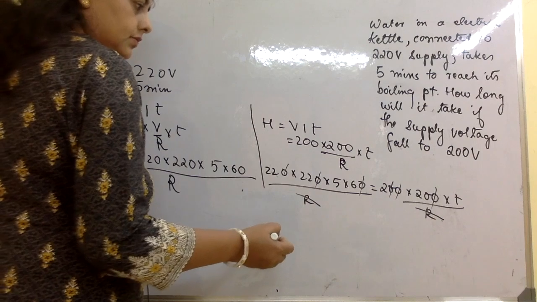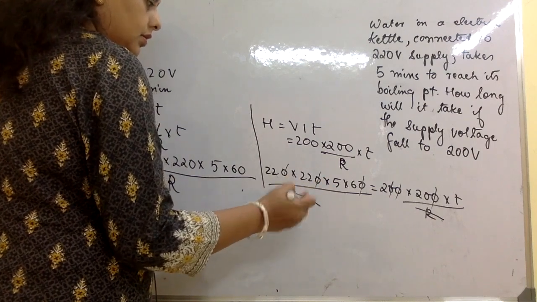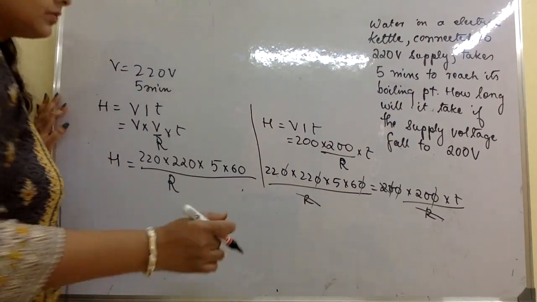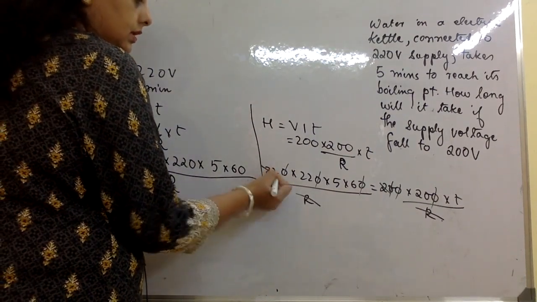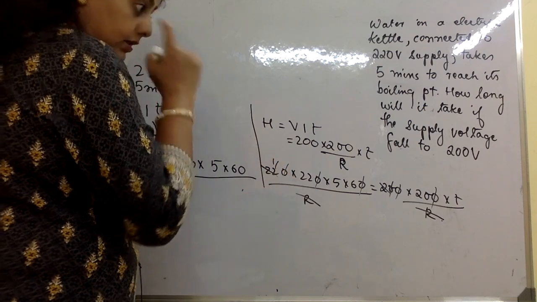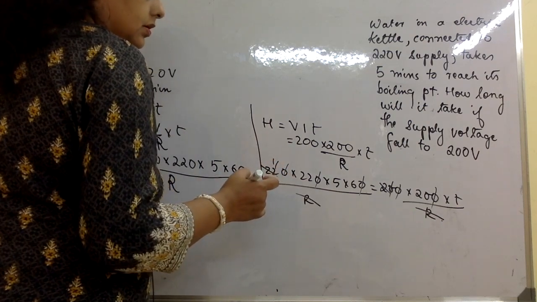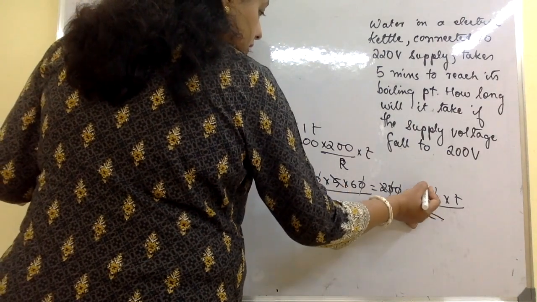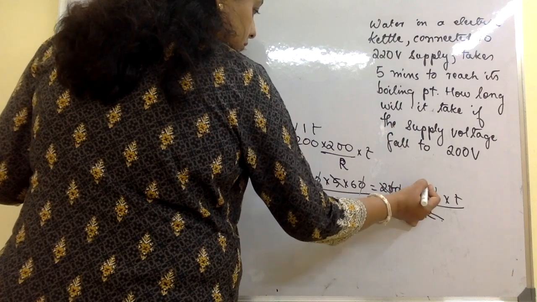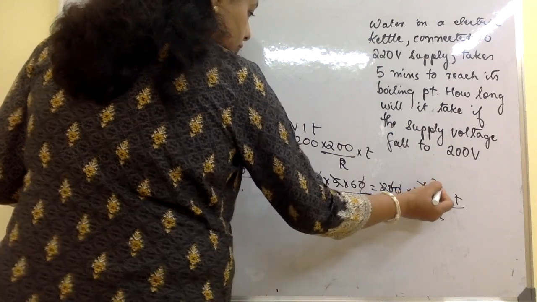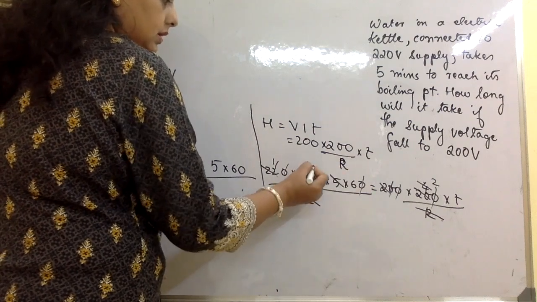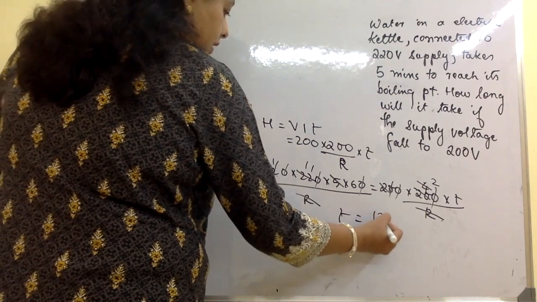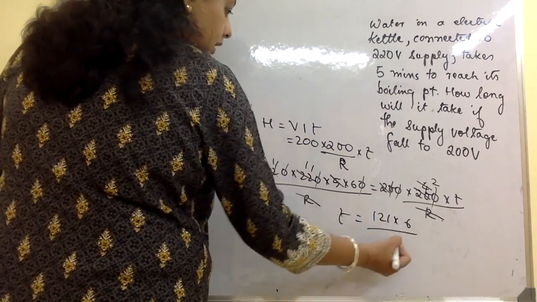Okay, this is gone. Then 2 with this 11. Okay, then this 5 with this 4, 2 with a 2, this is 11. Okay, so now we have T is equal to 121 into 6 by 2.